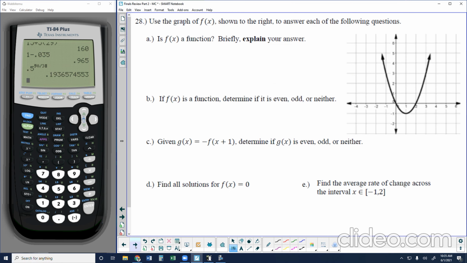Taking a look at another example, here we have a graph in 28. It says use the graph of f of x shown to the right to answer each of the following questions. Is f of x a function? Hopefully you can look at this graph and say, yes, that it is a function. It is a function because the graph passes the vertical line test.